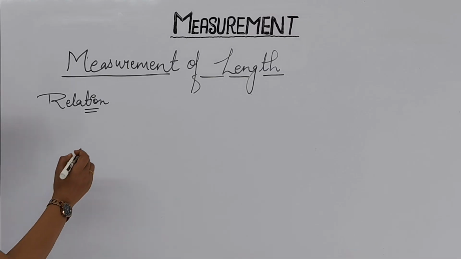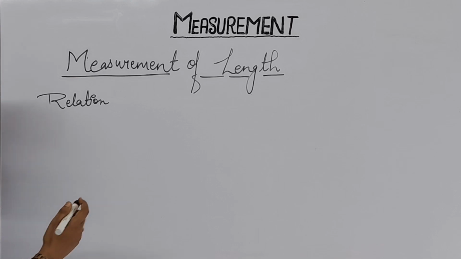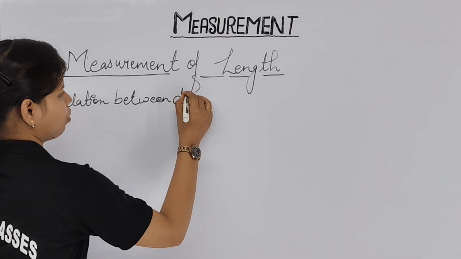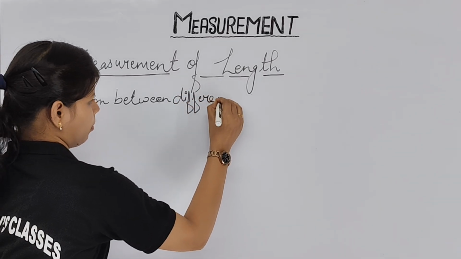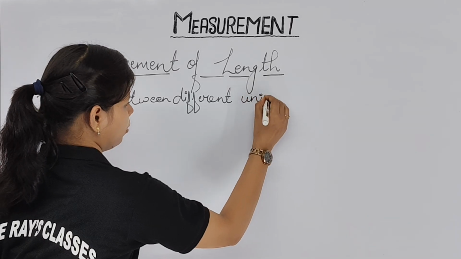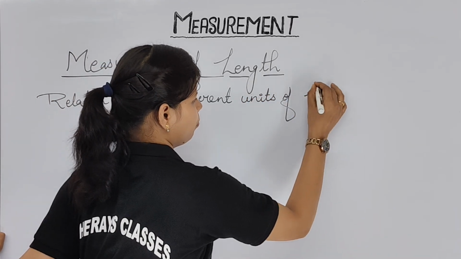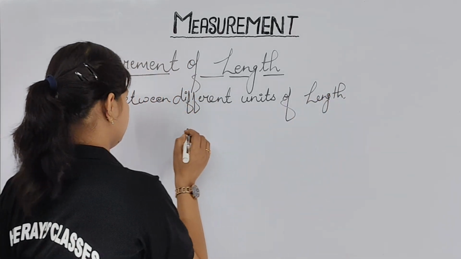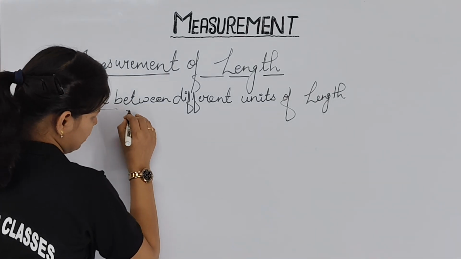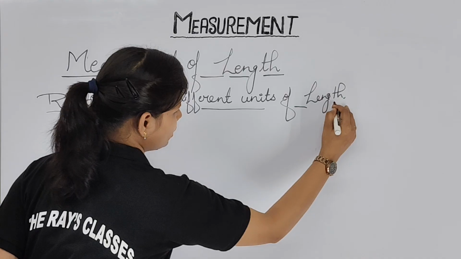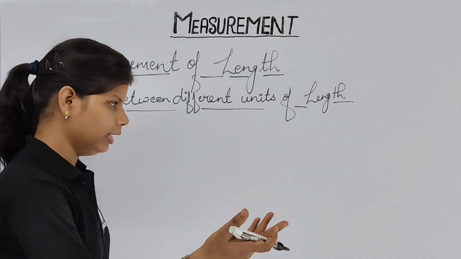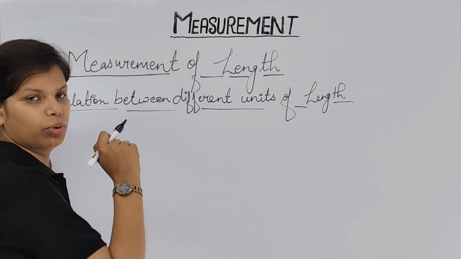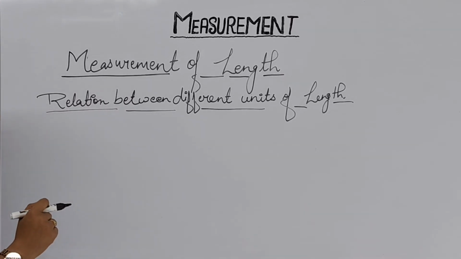Your topic will be relation. We are going to find the relation between different units of length. Children, in the previous slide I have already shown you that we have 3 basic units. In that, meter is your standard unit. Here we have different units. Different means we cannot stick with these 3 only. We have many more. Clear? So let's make a chart based on this one.